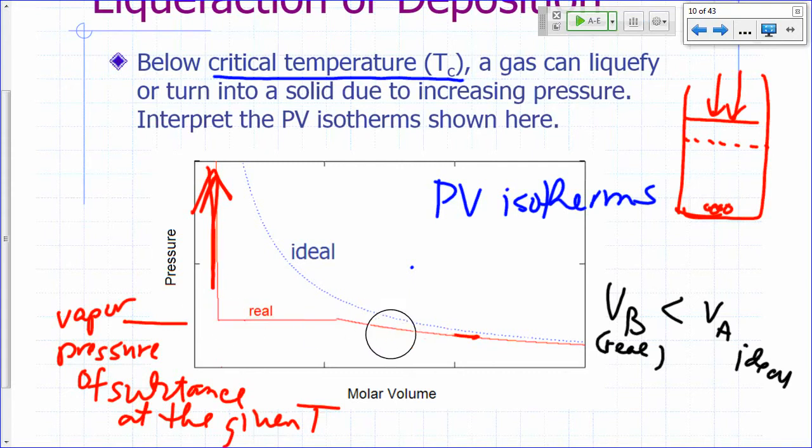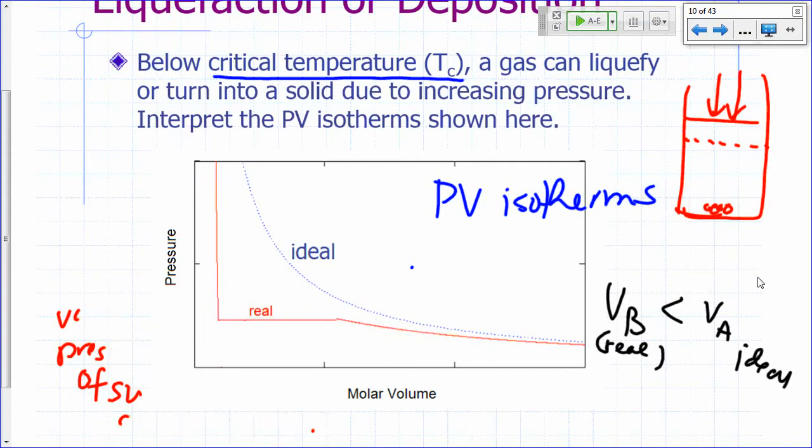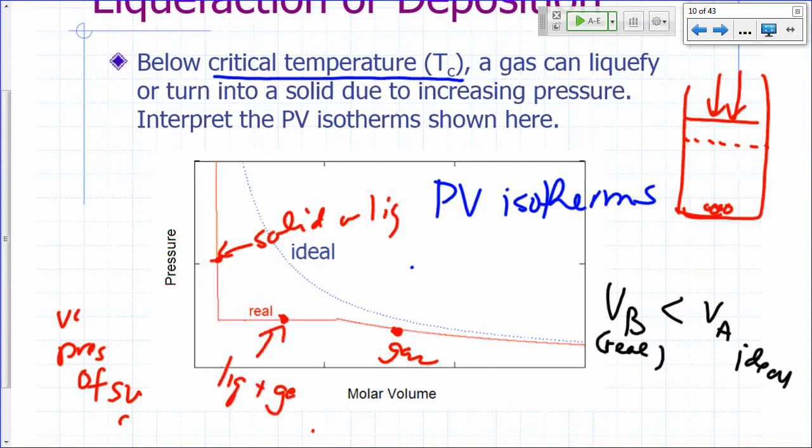On this diagram, a point on this curve would represent a gas, and a point on this curve would be a solid or liquid. A point here would represent a condition where you have a liquid and a gas, or a solid and a gas, in equilibrium at the same time. If this is the overall molar volume, this point would be the molar volume of the solid or liquid, and this point would represent the molar volume of the gas.